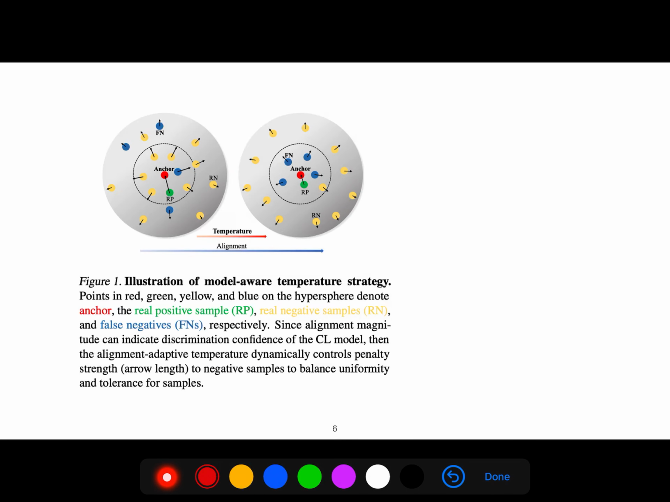This is an illustration of the model-aware temperature strategy. Points in red, green, yellow, and blue on the hypersphere denote the anchor, real positive example, real negative samples, and false negatives. Since alignment magnitude can indicate the discrimination confidence of the CL model, the alignment adaptive temperature dynamically controls the penalty strength to negative samples to balance uniformity and tolerance for samples.